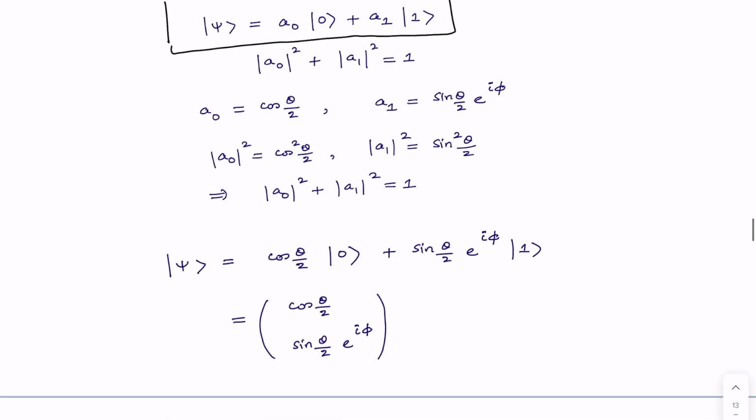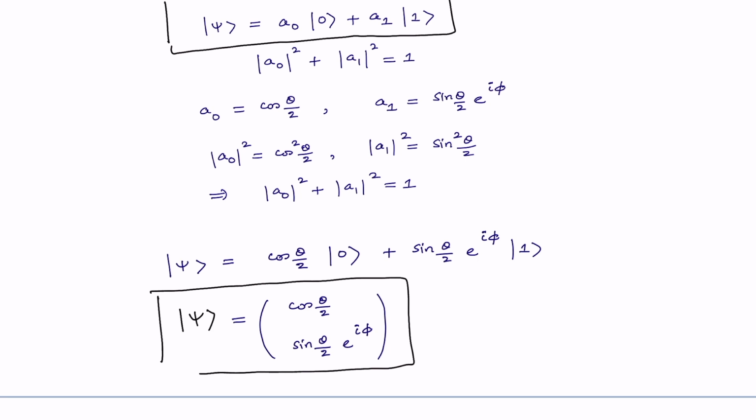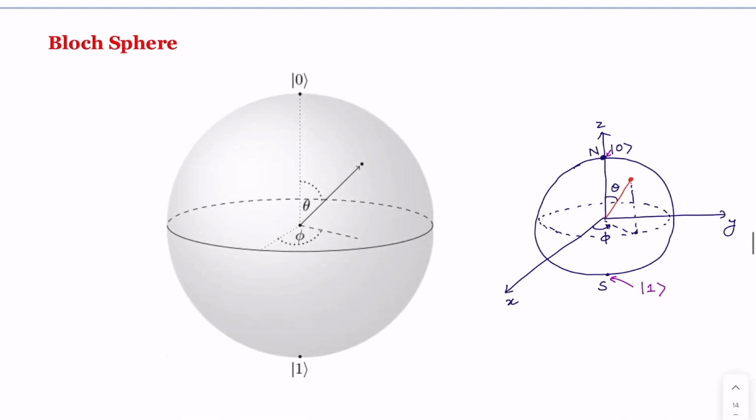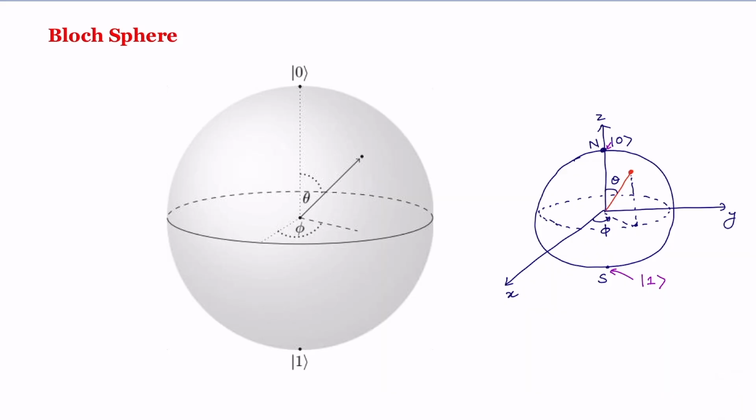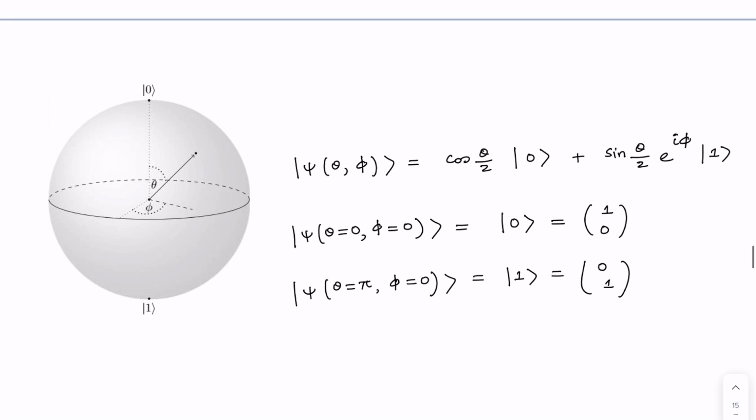So because of this, we can represent the arbitrary state of a qubit by this column vector, and we just need two variables, theta and phi, and this basically leads us to the so-called Bloch sphere, which we have discussed in great detail. It basically means that any qubit state can be represented by a point. Every point on the Bloch sphere represents a quantum state, and here you see the north pole of this Bloch sphere represents |0⟩ and the south pole represents |1⟩, and we have various kinds of states possible.